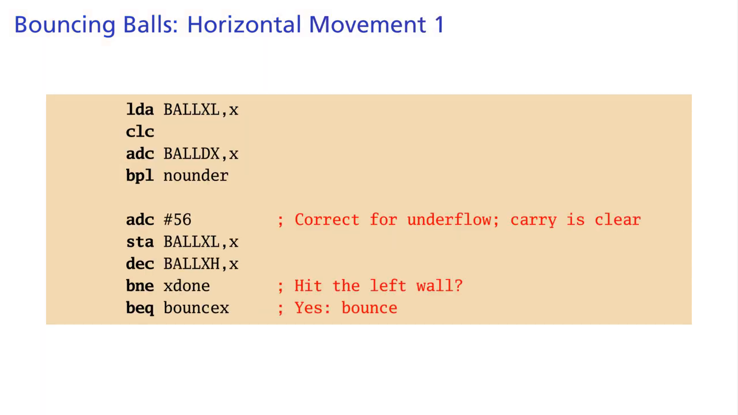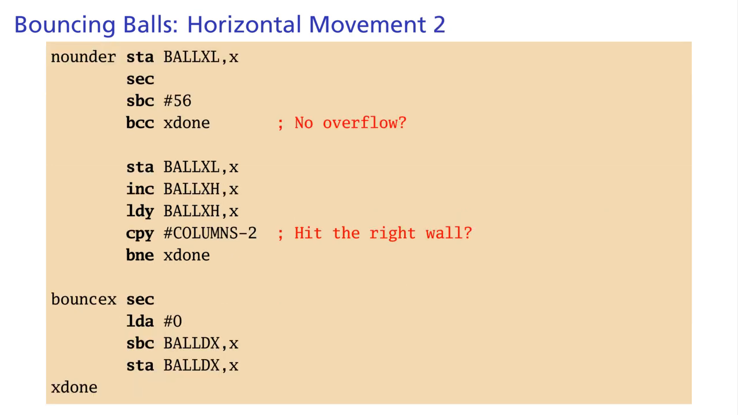Here's the first half of the horizontal movement code, which assumes the ball number is in the X register. First, I add ball dx, the horizontal velocity, to ball XL. Now, if the result was negative, this means the ball moved to the previous column, and we need to correct for this. So we add 56 to correct for the underflow, which we can do without clearing the carry since we know it was set, and decrement the byte number. If the byte number reached 0, we know we hit the wall and branched to bounce X. Otherwise, we're done.